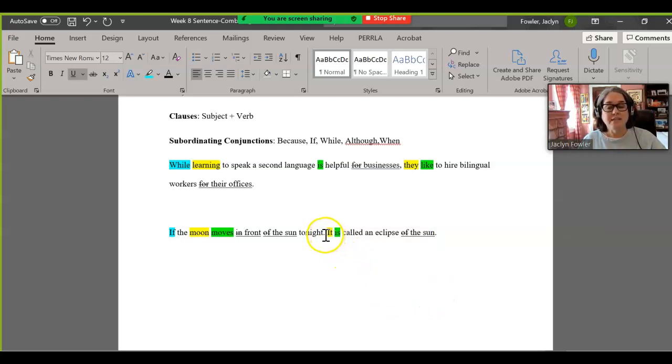So we know when the dependent clause comes at the beginning, when it's introductory to the sentence, the comma comes after it. It is not a proper noun or I, so we make it a small i. And now this is a beautiful sentence, a beautiful combined sentence. If the moon moves in front of the sun tonight, it's called an eclipse of the sun. All right? Okay, you guys. That's dependent clauses at the beginning of the sentence. We call them introductories. Take care.